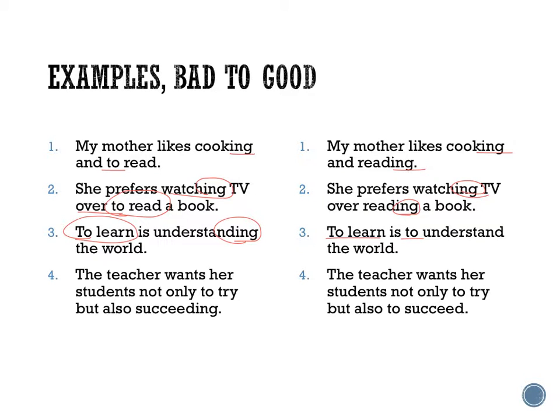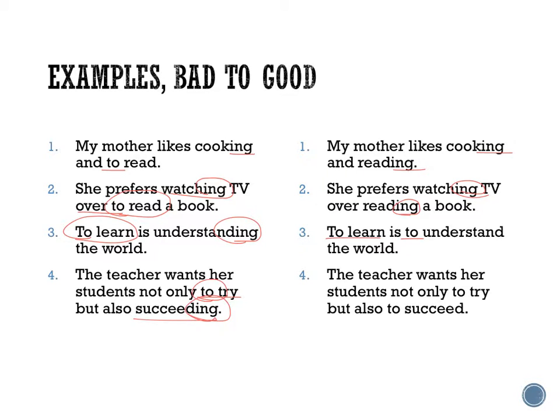Works just fine. Finally, the teacher wants her students not only to try, but also succeeding. And this sentence gets a bit more complex. This is where I tend to see more errors occurring with this particular grammatical technique. So that's what you want to keep an eye on, those complex sentences. The teacher wants her students not only to try, but also succeeding involves 2 verbs, one again with that to, and the other with the ing.